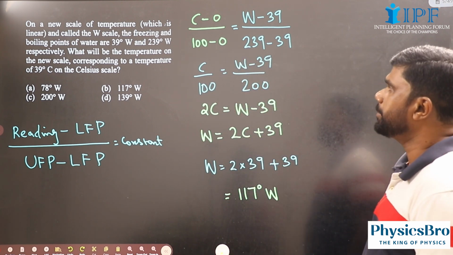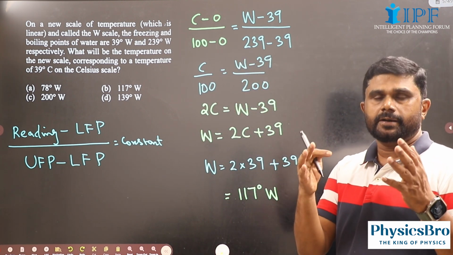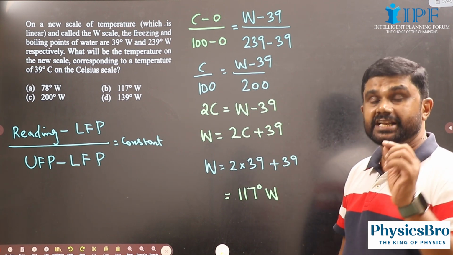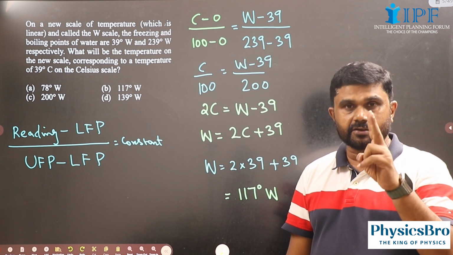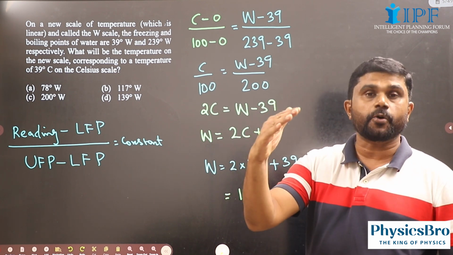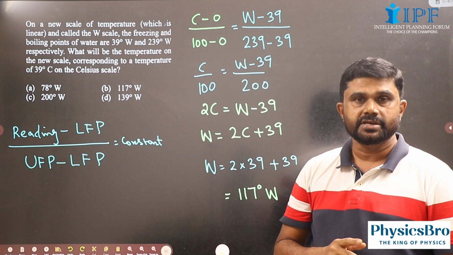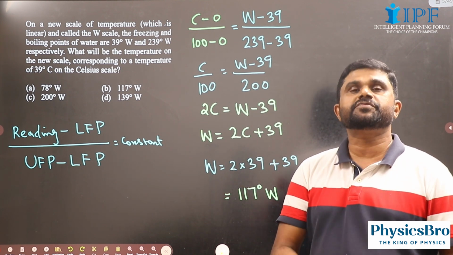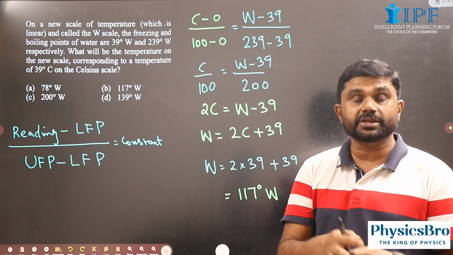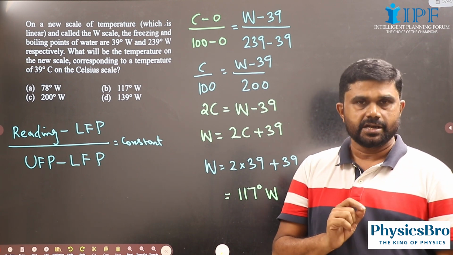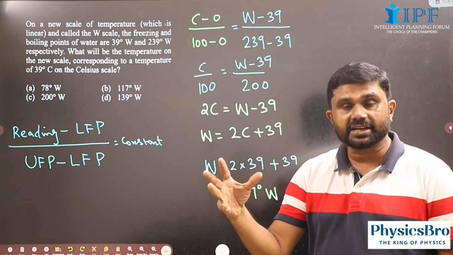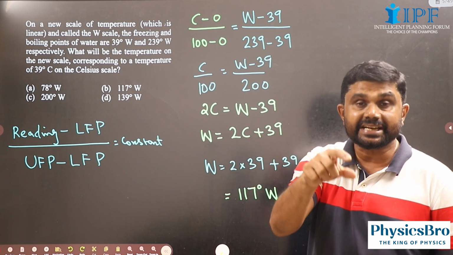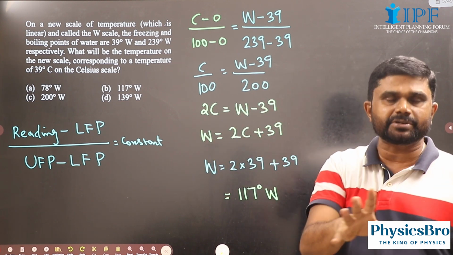On a new scale of temperature, see, we have this Celsius scale, Kelvin scale, Fahrenheit scale. For any temperature scale, there will be two fixed points: the ice point, or the lower fixed point, and the steam point, or the upper fixed point. Now suppose we have a water bath and its temperature on Celsius scale is, say, C. In Kelvin scale it is K, and in Fahrenheit scale the same temperature is, say, F. So this F degree Fahrenheit, C degree Celsius, and K Kelvin are the same temperature.